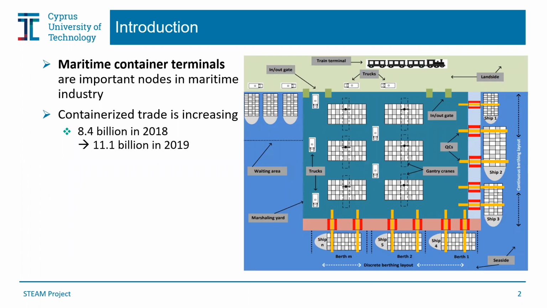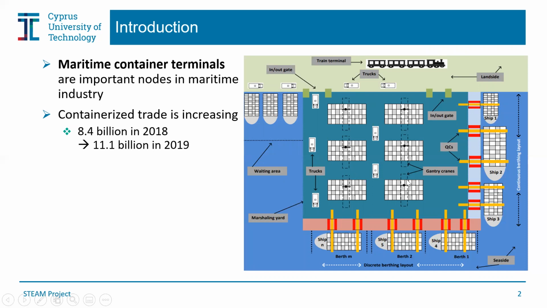Maritime container terminals are important nodes in the maritime industry, as maritime container terminals play an important role around the globe. Most of the imports and exports around the globe are done with the maritime industry. A maritime container terminal has three fundamental areas: seaside area, marshalling yard area, and landside area. Seaside area, you can see here in light blue color, is primarily responsible for loading and unloading of ships.